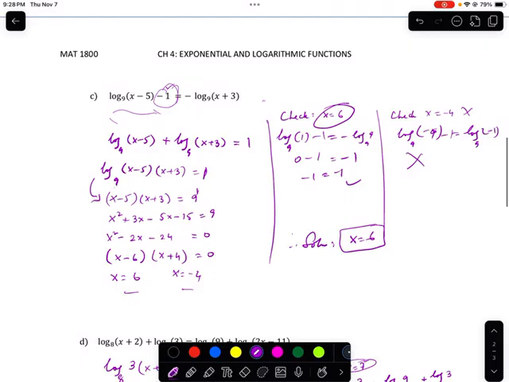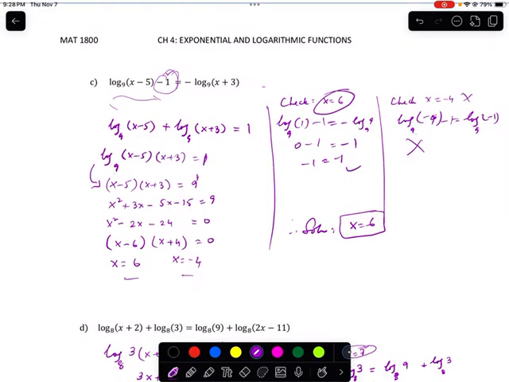Check the -4, and you notice that we end up getting log of -9. The first term looks like this, log of -9 minus 1 equals log of -1. Why -1? Because it is log of x plus 3, so our x is -4.